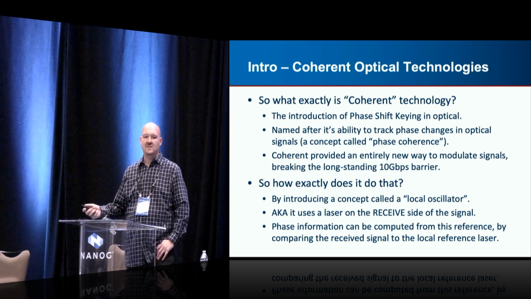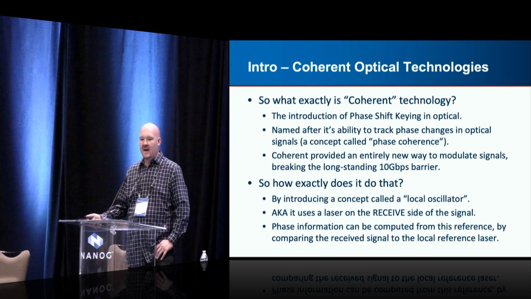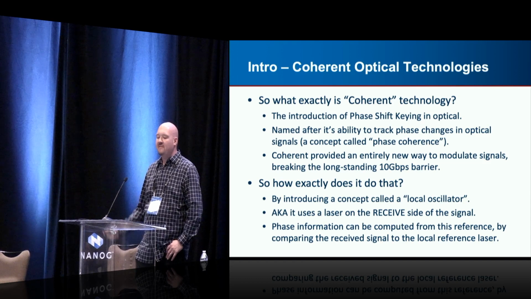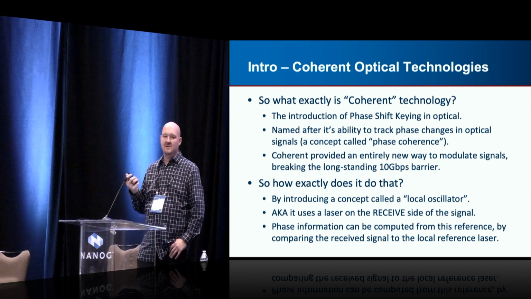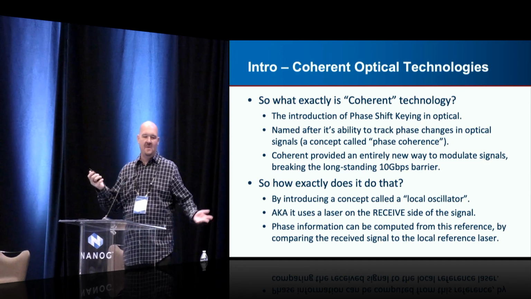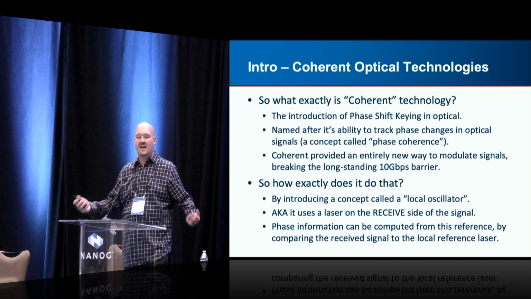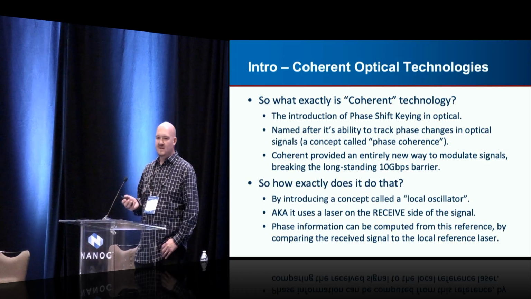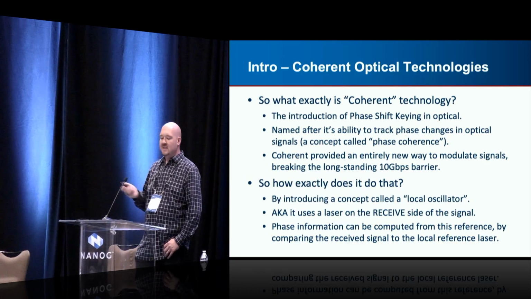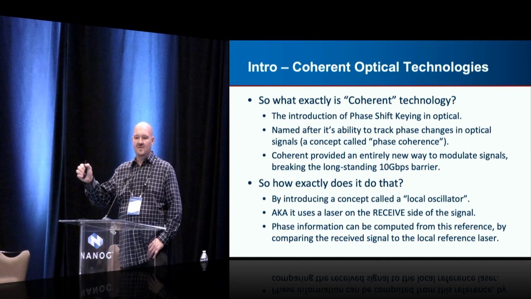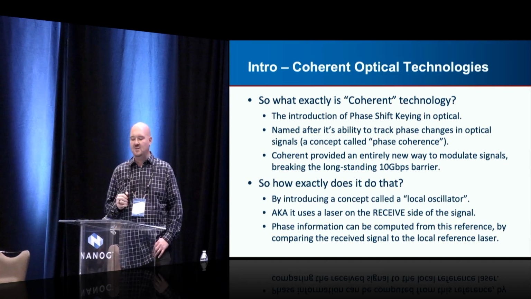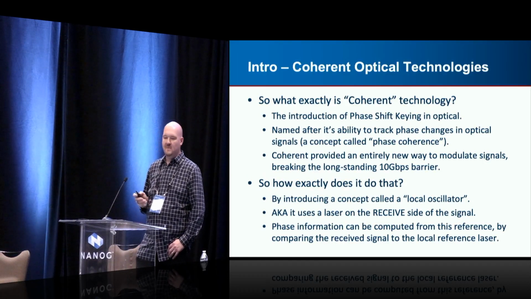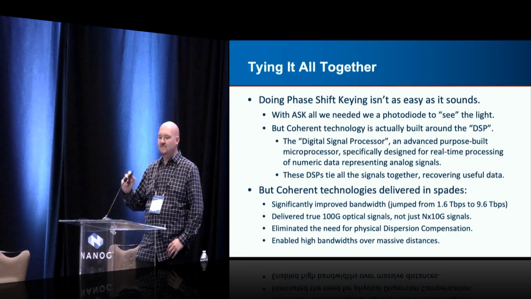So this is where we started to introduce phase shift keying as a way to encode this data. And it's named after the ability to track phase changes in optical signals. That's called phase coherence. So coherent is kind of a marketing name for the general class of technology. And it provides a new way to modulate signals. So it's not just bright dim, bright dim. So like I said, there's a local oscillator. There's a laser on the receive side that you dial to exactly what you want. And you compare the difference. You modulate on phase. And you're able to encode data in a completely different way.